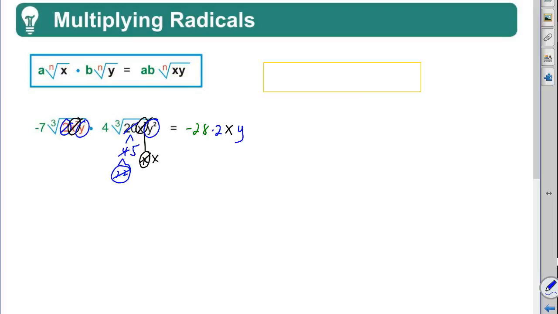So I want to take everything out I can. Everything else is left in. What do I have? A cube root. And what is left inside? Just a 5x. Clean it up. So negative 56xy times the cube root of 5x. That's the idea. That's how we're dealing with these.